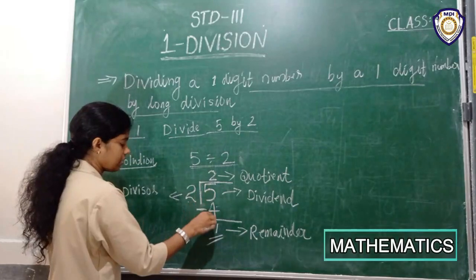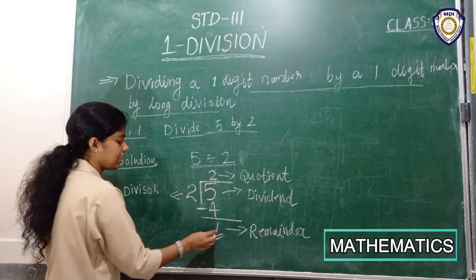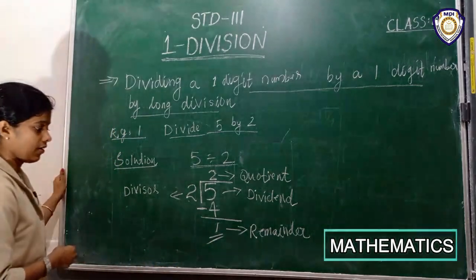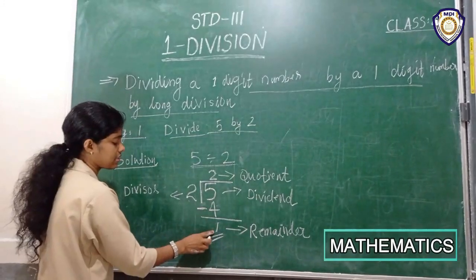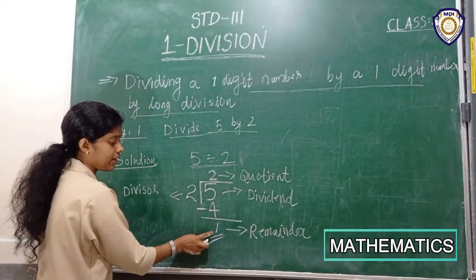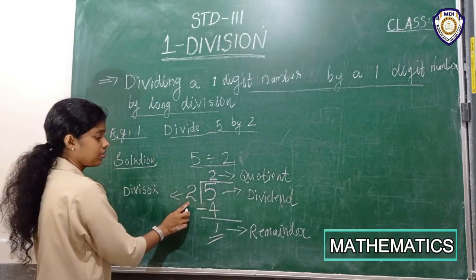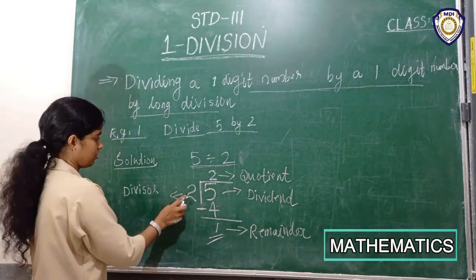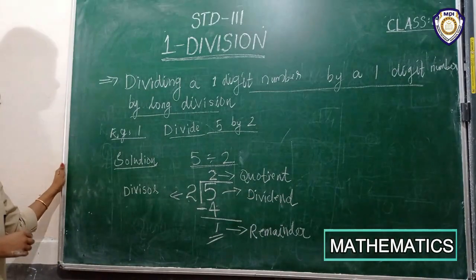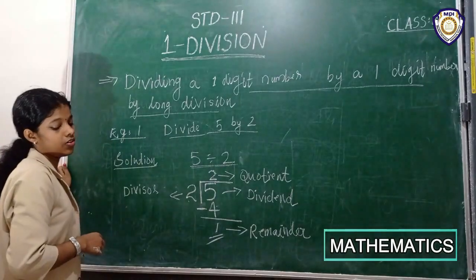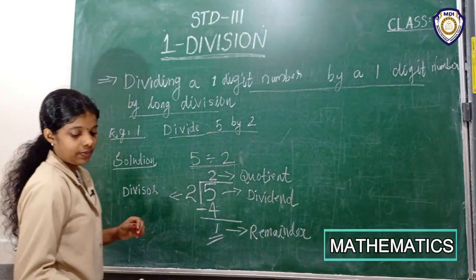Then we subtract 5 minus 4. We got the answer 1. Okay, here 1 is the remainder. 5 is the dividend, 2 is the divisor and 2 is the quotient. Okay. Did you understand this? Okay. Then next one.